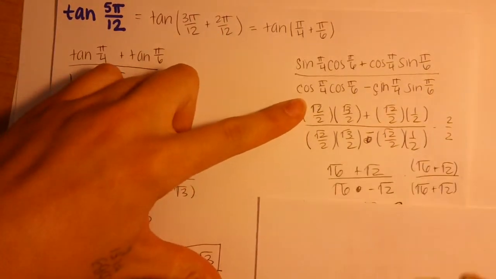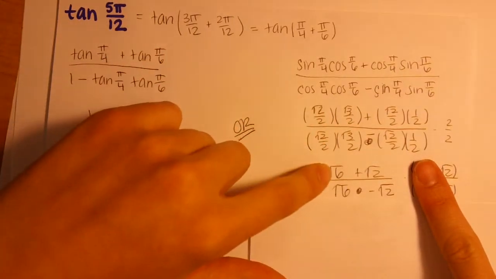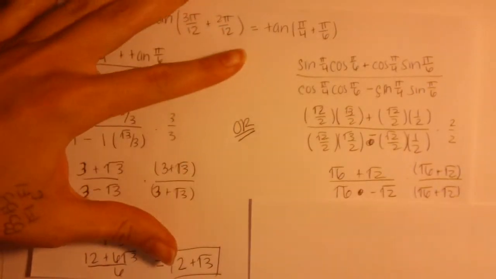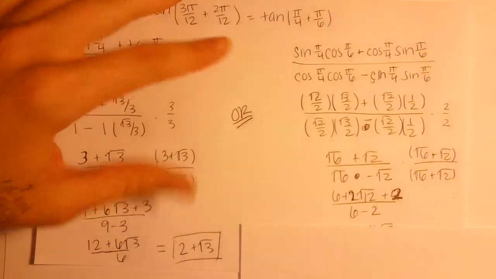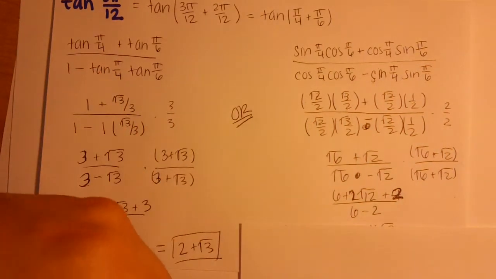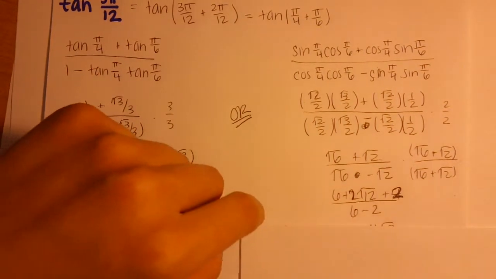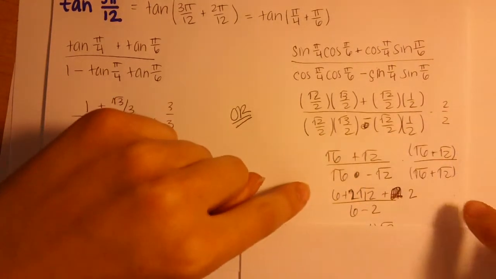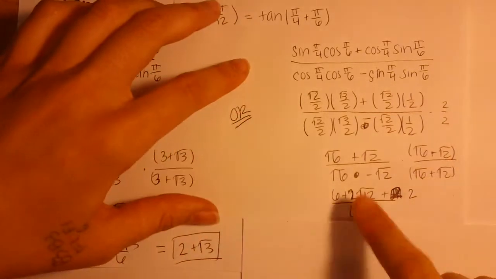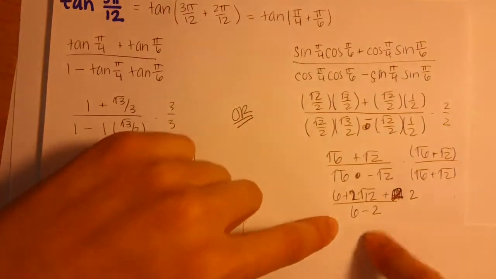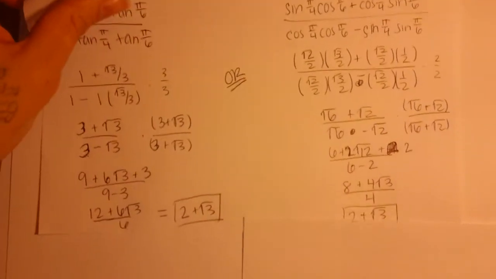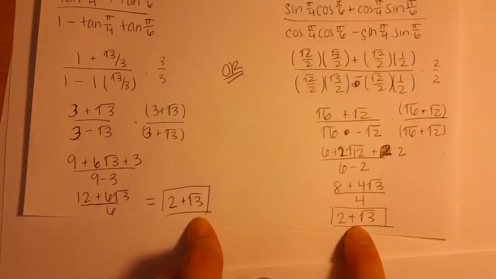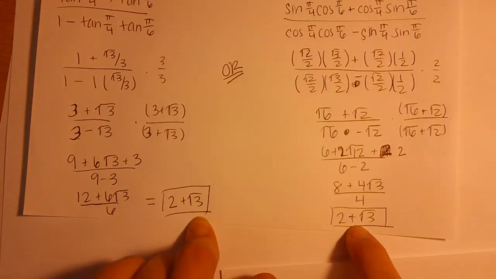And multiply them together, and I got square root of 6 plus square root of 2 over square root of 6 minus square root of 2. Multiply by the conjugate to get rid of that radical in the denominator. And you'll get 6 plus 2 square root of 12 plus a 2. That's a little hard to see, I'll rewrite it, plus a 2. And all I did was just distribute. And here's difference of squares, so I know I have 6 minus 2. And that gives me 8 plus 4 radical 3 over 4. And again, I simplified to 2 plus square root of 3. So I get the same answer, they're just using 2 different methods.